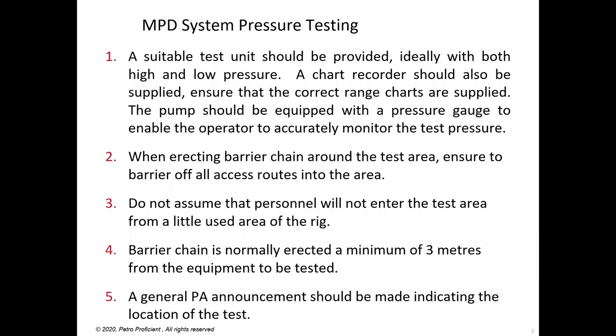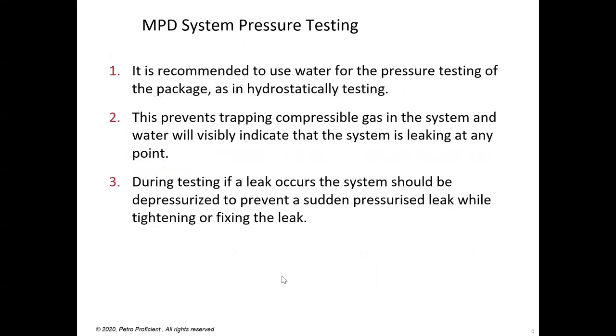So we need a pressure test pump, both for high pressure and low pressure. You need a chart recorder, electronic or a manual, physical one, to record the pressure. And you need to make sure that nobody enters that area. So the barrier chain has to be erected, and you also need to announce on the PA system that you are doing pressure testing. And if you see any leaks, then you need to fix all those lines and then do re-pressure testing.